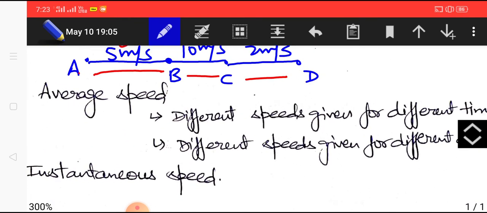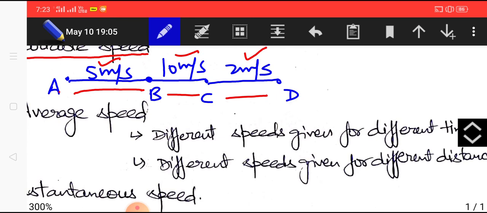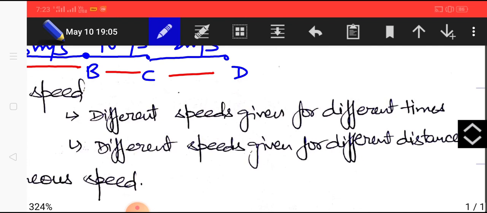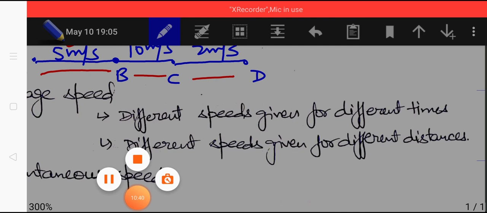What is average speed? Average speed is always calculated as total distance by total time. There are two types of problems which are given for calculating average speed. The first is different speeds given for different times, and the second is different speeds given for different distances. Let us examine this in detail.